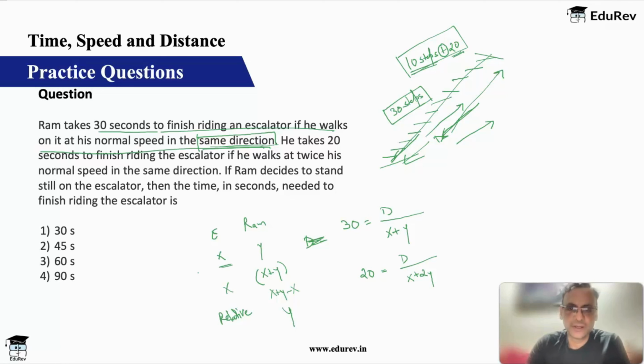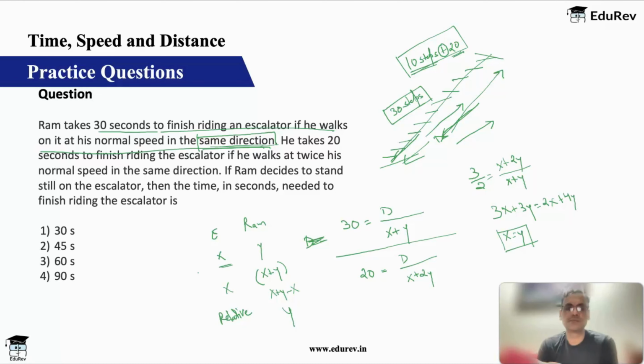Okay, so let's divide both of them. If I divide both of them, d gets cancelled. 3 by 2 is equal to (x plus 2y) upon (x plus y), or 3x plus 3y is 2x plus 4y, 3x minus 2x, x is equal to y. So his speed and escalator speed is the same. Okay, so this information we have now.